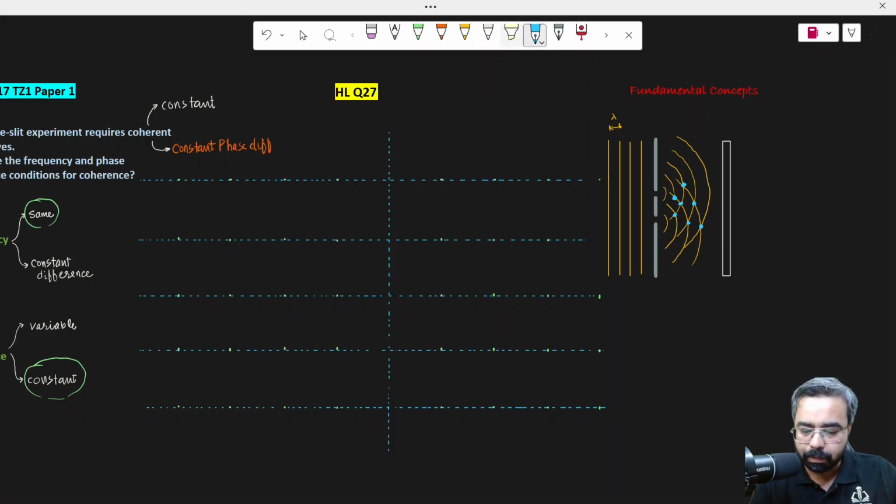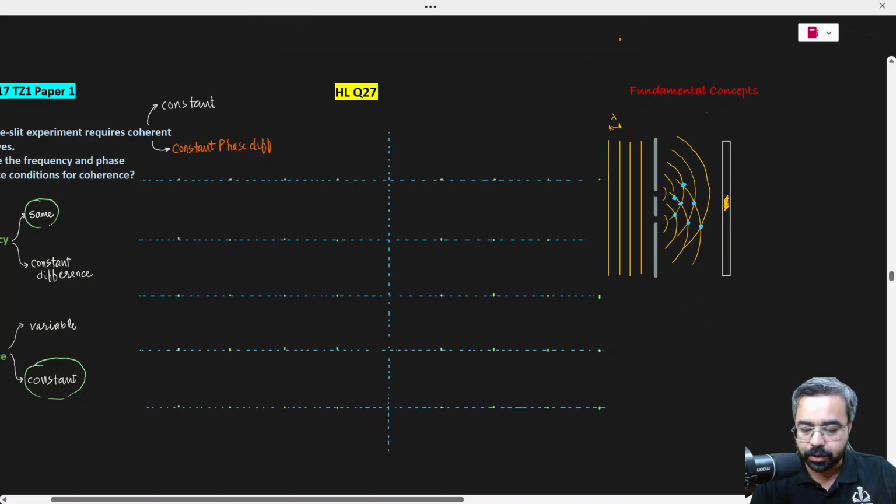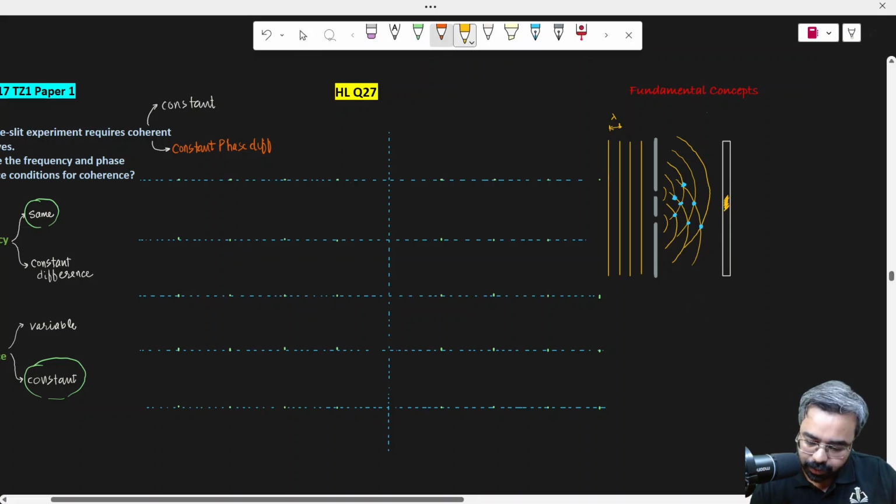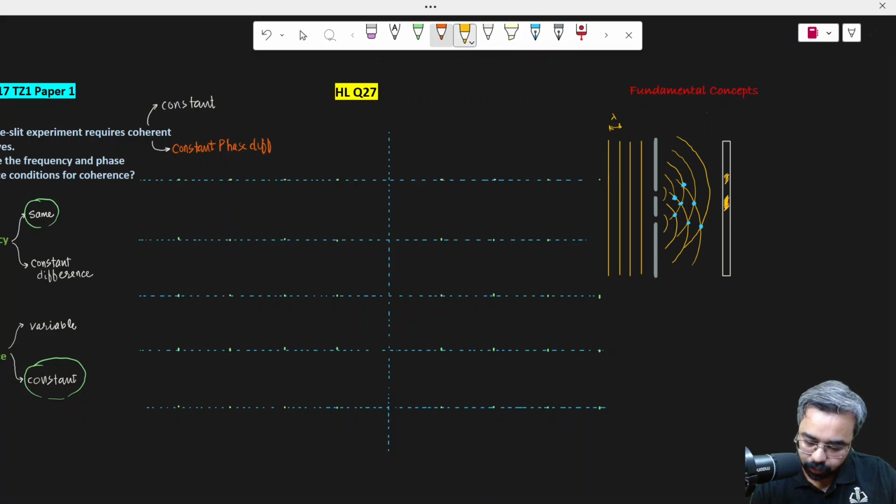And hence, what pattern do we get? We always get a bright spot due to constructive interference in the middle, and then we get a dark spot due to destructive interference. Anyway, this is the general idea of fringes. Between any two consecutive bright fringes, we have a dark fringe, which is also called a minima.